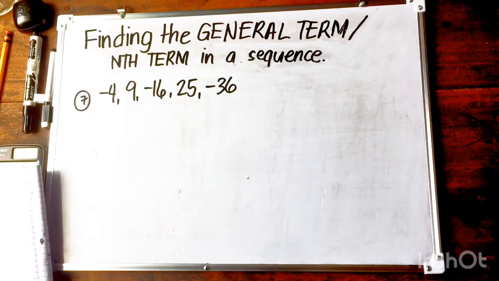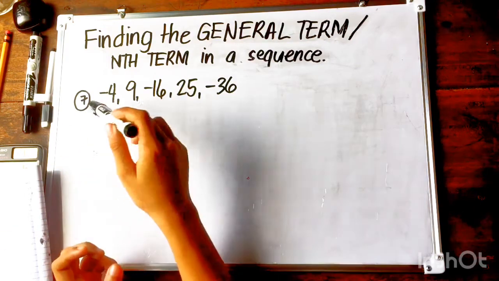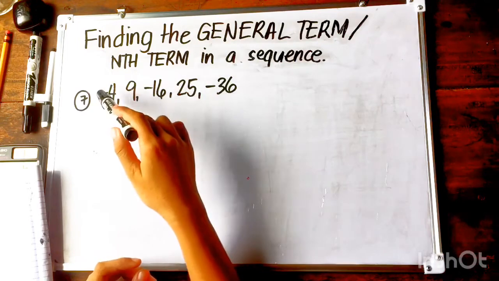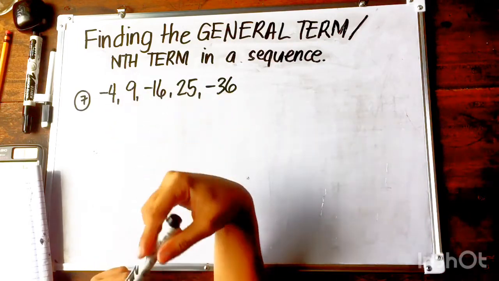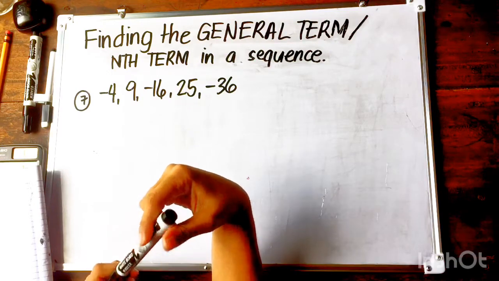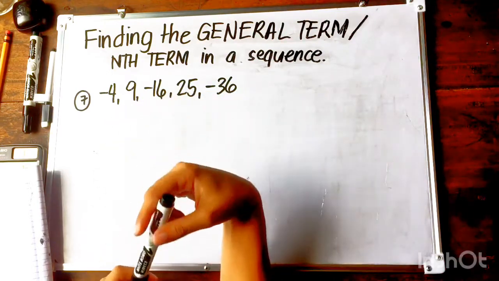Okay, now let's have example number 7. Observe that in example number 7, alternate yung mga negative sign. Okay? And then, it seems that our numbers are perfect square numbers. Diba? These are perfect square numbers.